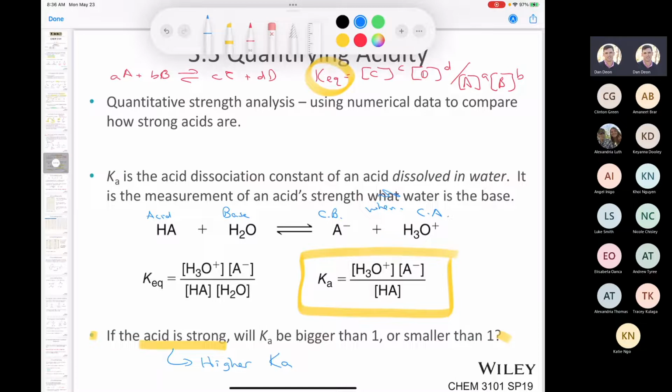All right, think about that. What is the function of an acid? An acid is a proton donor, right? H plus donor. So that means that if this thing is doing its job well, meaning that it's strong, it's going to donate a lot of protons to make a lot of H3O plus. That means that the numerator is going to be bigger than the denominator, and you're going to end up with a K that is greater than 1.